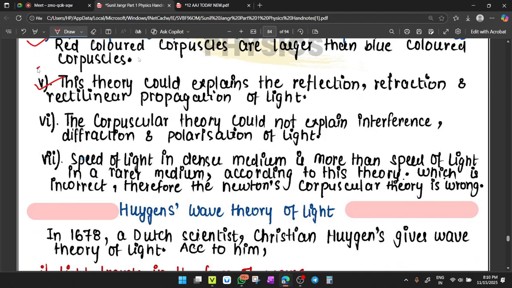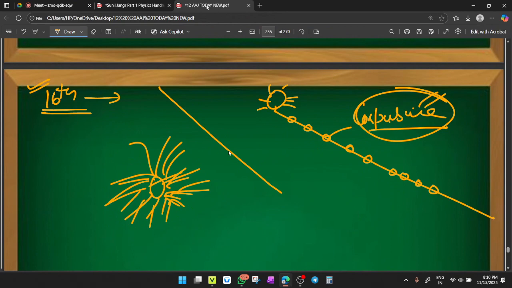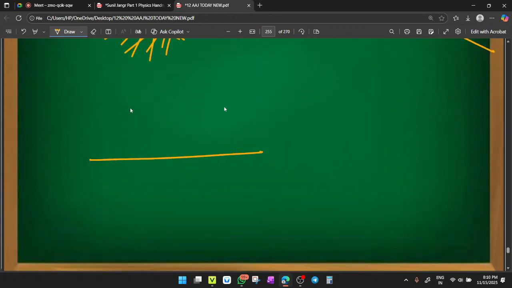This was the limitation of Newton's corpuscular theory, because this theory can only explain the reflection, the refraction, and rectilinear propagation of light. What is reflection? Like these corpuscles are striking on the surface here, so they are reflected back into the same medium. This is the process of reflection. Clear or not clear?